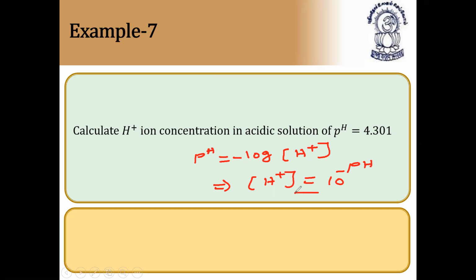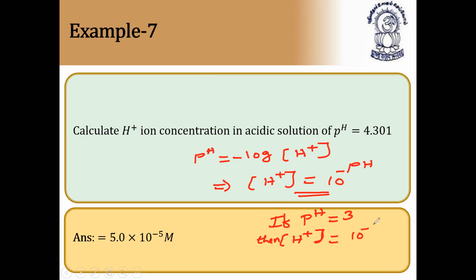Straight away, this is the formula. So 10 to the power of minus 4.301, you'll get the answer as 5.0 into 10 to the power of minus 5. So concentration of H plus is equal to 10 to the power of minus pH. For example, generally they'll give pH is equal to 3. Then H plus concentration is equal to 10 to the power of minus 3. Straight away you can take this, because minus log of 10 to the power of minus 3 becomes 3.